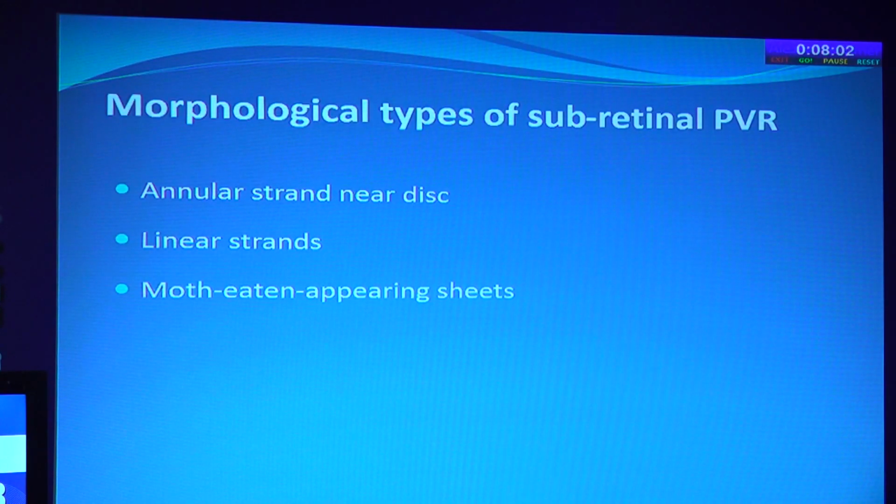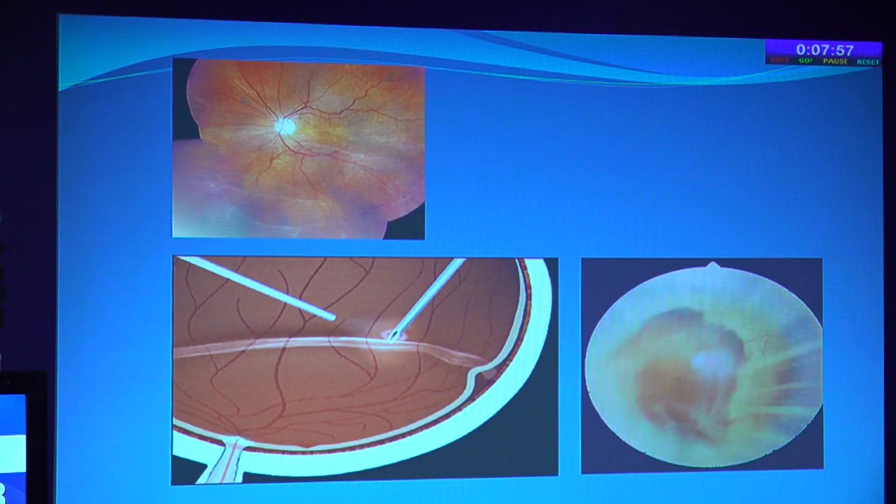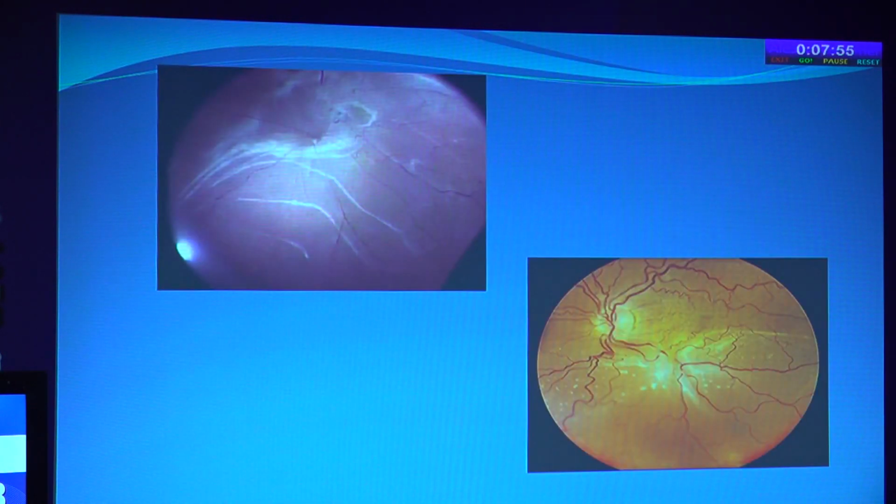Morphologically, they can be subclassified into annular strands, linear strands, and moth-eaten appearance sheets, as is depicted here pictorially. The slide on the bottom right can sometimes confuse you as an epiretinal fixed fold, so one has to be very careful. One has to examine it under zoom and use DDMS, before even trying to peel the epiretinal bands. There exists no epiretinal membrane but a subretinal membrane contracting from below. So one has to be very careful.